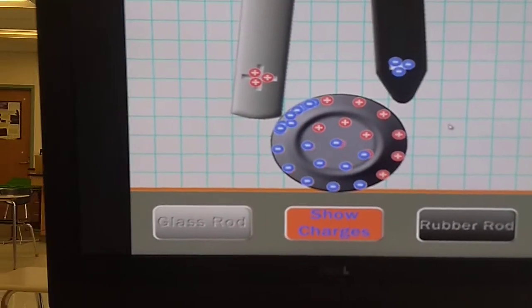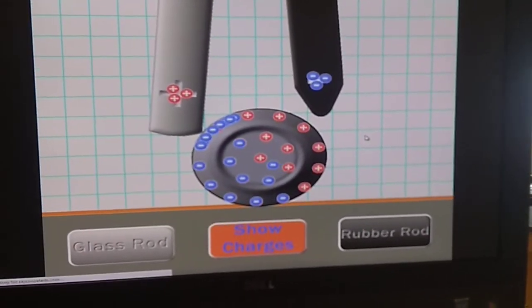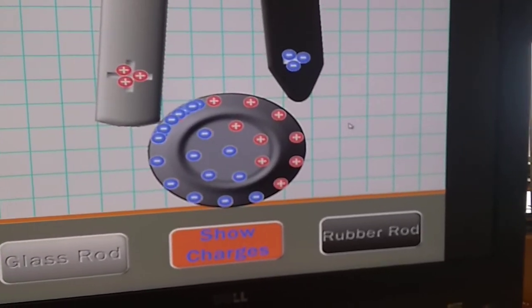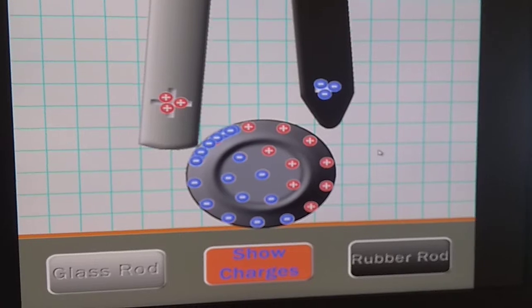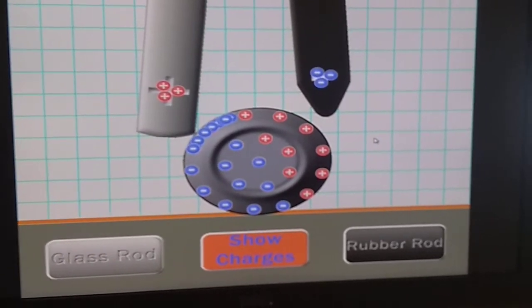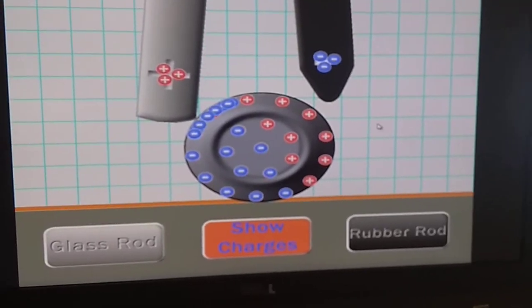Excellent. Anyway, that's a little bit about polarization. We can polarize an object, and here you can see it's really polarized. Polarization just means take an object, don't touch it, but split the charges up in the object so that one side is more positive, one side is more negative.